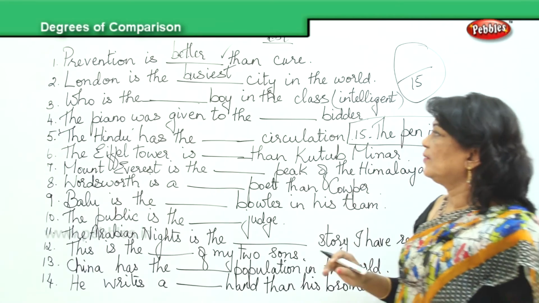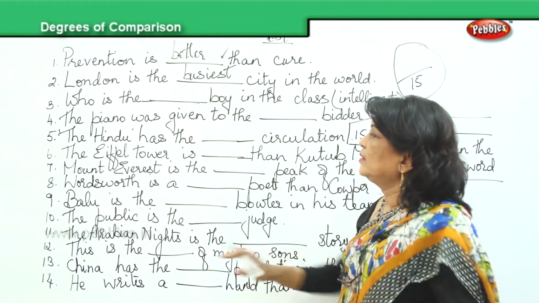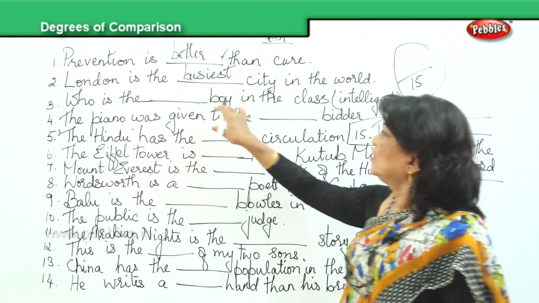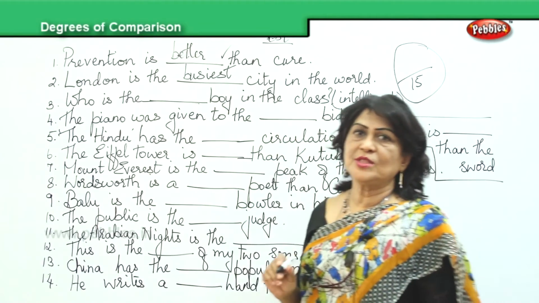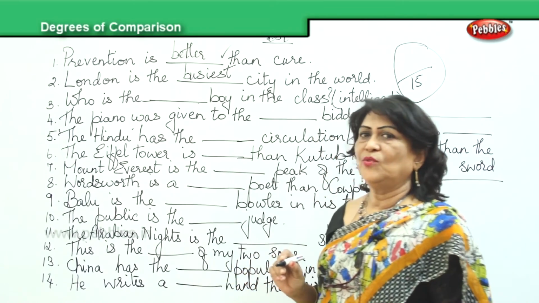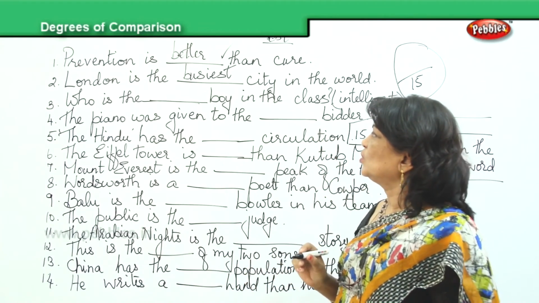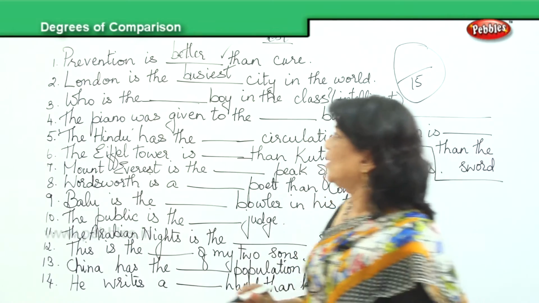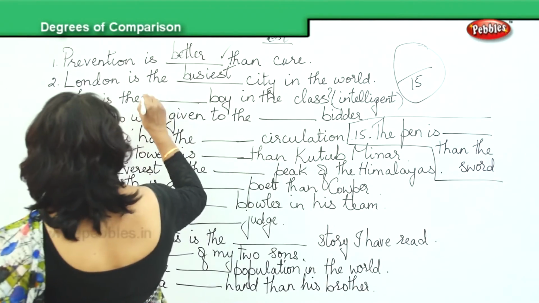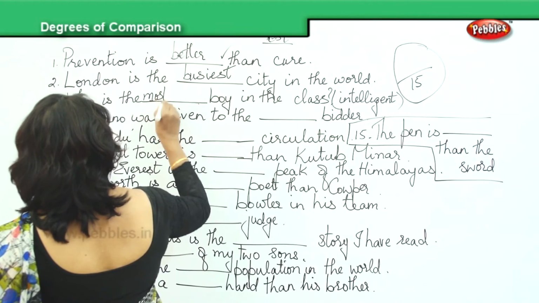Next one, you have to use intelligent here. Who is the dash boy in the class? You have to use intelligent. For comparative degree or superlative degree, now you have THE. So what would you write there? Who is the most intelligent?